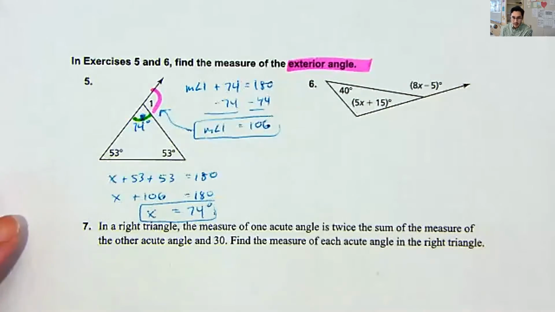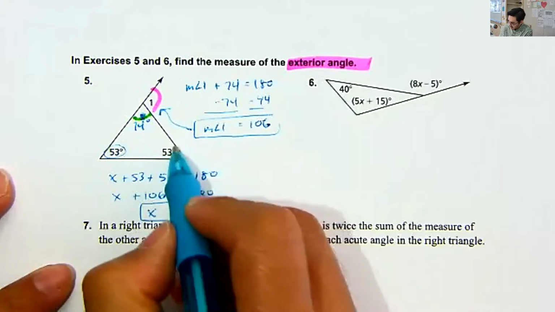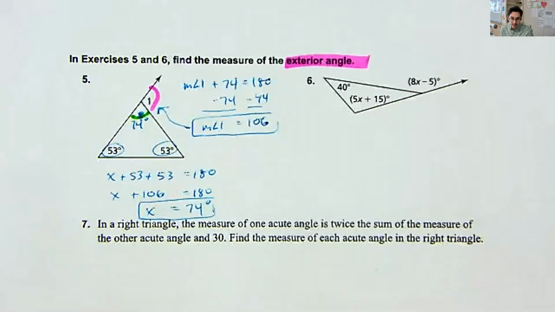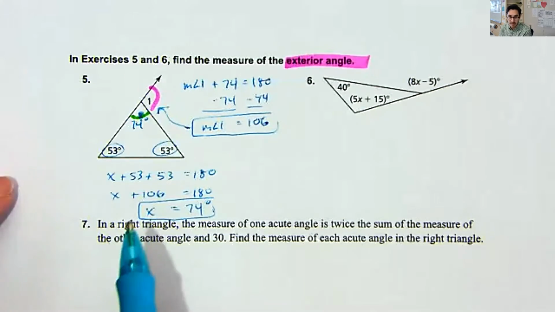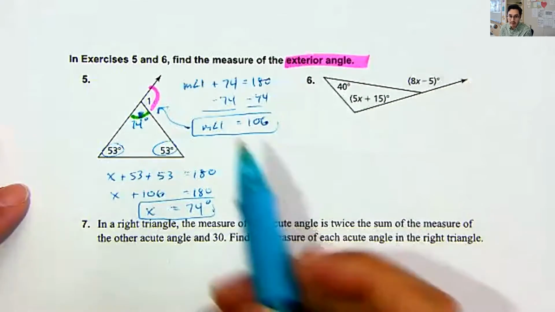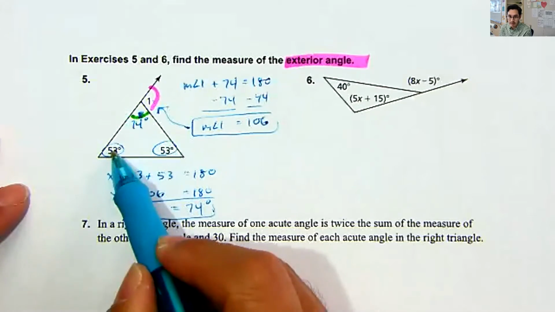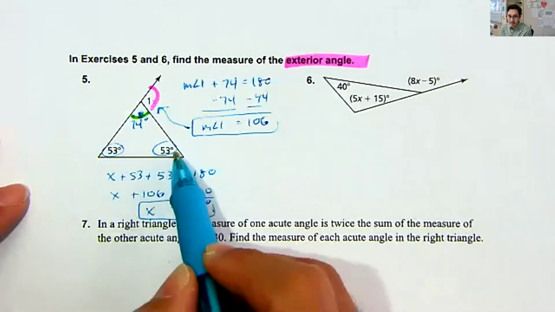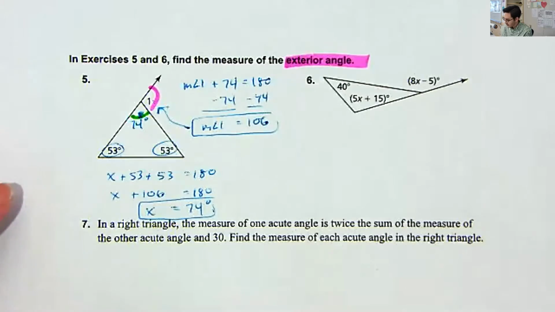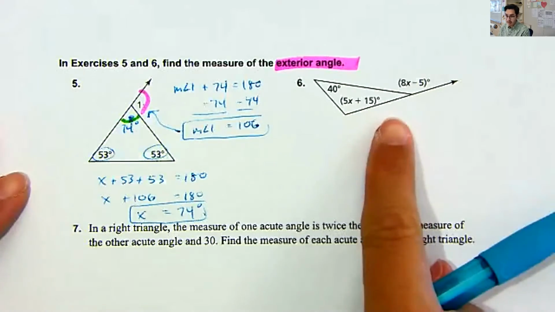Now that number should look familiar because 106 was the sum of the other two interior angles. And this is one of the theorems about the angles of a triangle and the exterior angle. It turns out that in general, the exterior angle of a triangle is the sum of the two non-adjacent interior angles. All right, so we're going to use that now to help us answer question 6.